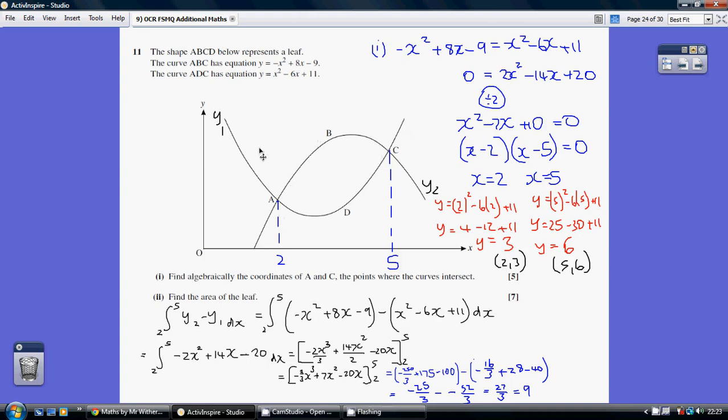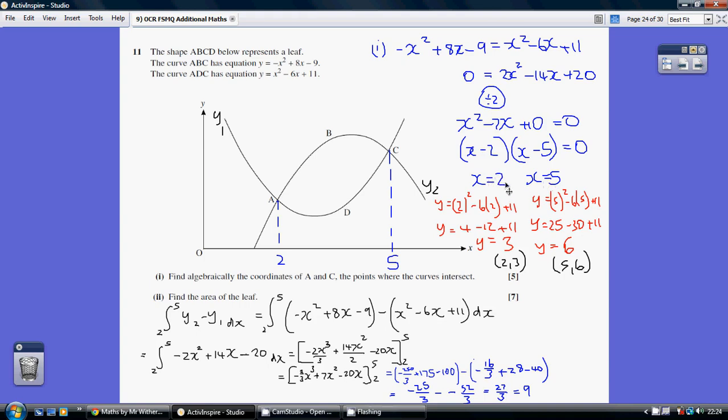So as per normal, where any two things meet, you just solve the simultaneous equation. So we're having this equaling this. I've gathered it all over to the right hand side. I've noticed that each of these terms is divisible by 2, so I've divided by 2. This factorizes, giving me x being 2 and 5.